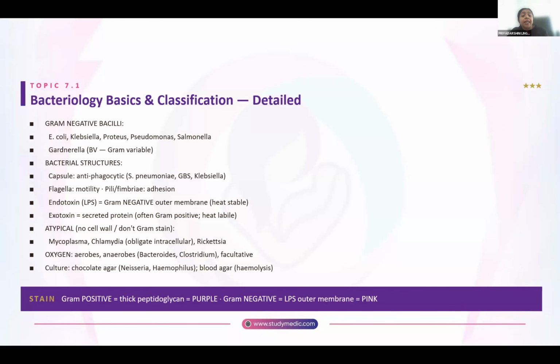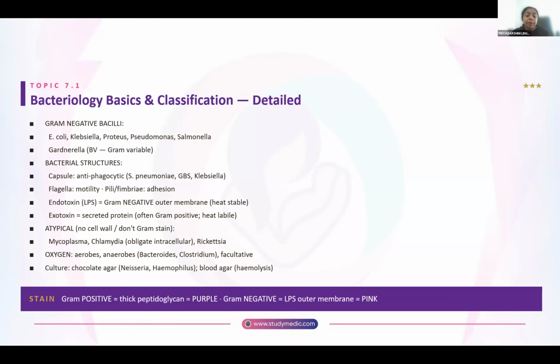Now coming to the culture media, we know there are multiple organisms which require multiple cultures, but the most common one that I will let you all know is chocolate agar, in which your Neisseria and your Haemophilus are going to grow. And also you have your blood agar. In blood agar, when the organisms grow, you look for hemolysis. So these are some common things that you have to remember here.